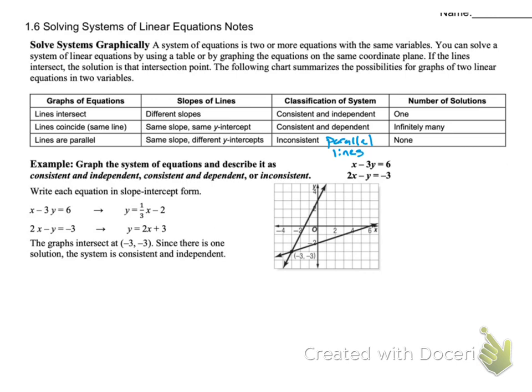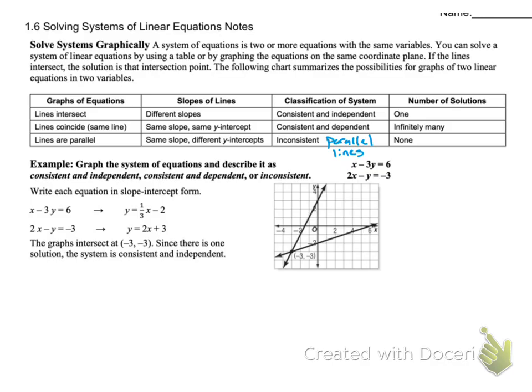When that happens, we classify that as consistent and independent. Consistent means there's a solution. Independent means there's one solution. Consistent, independent, one solution.